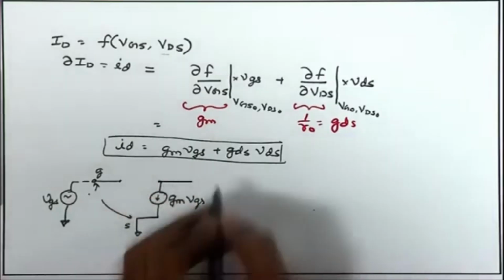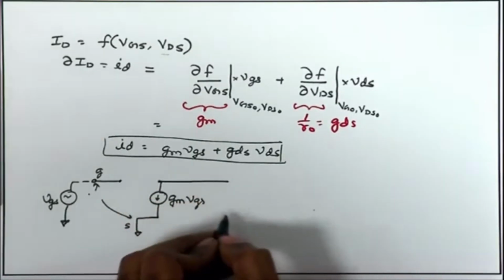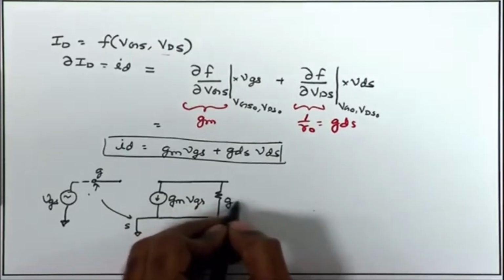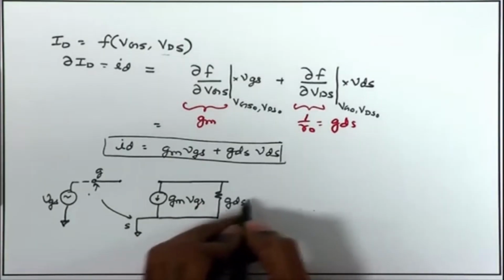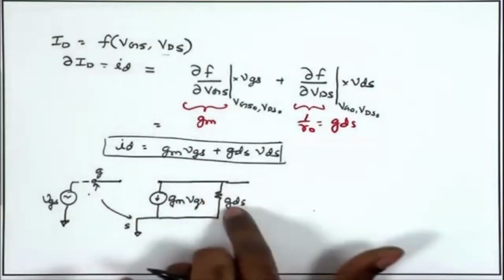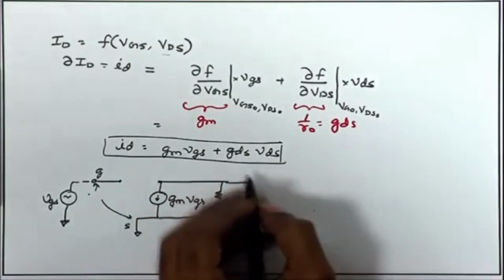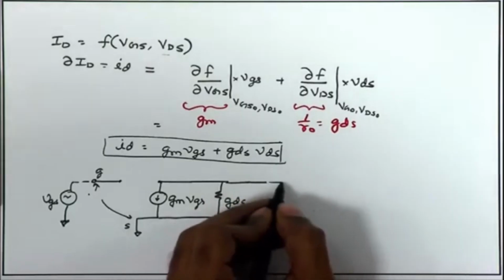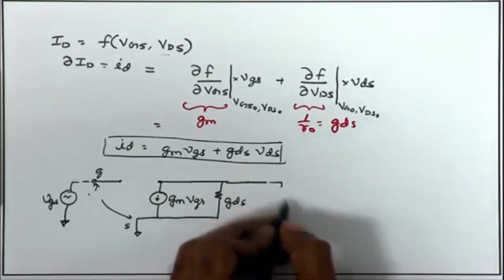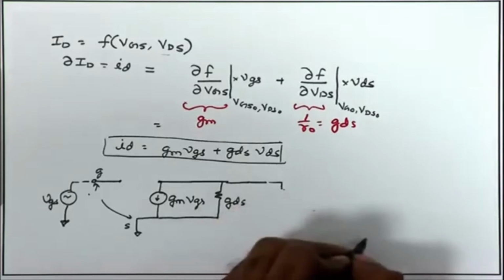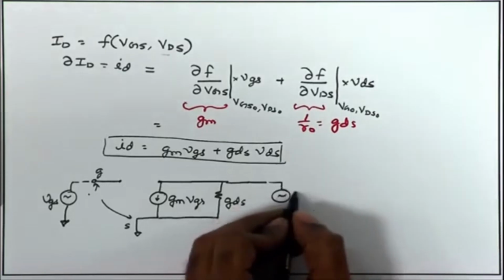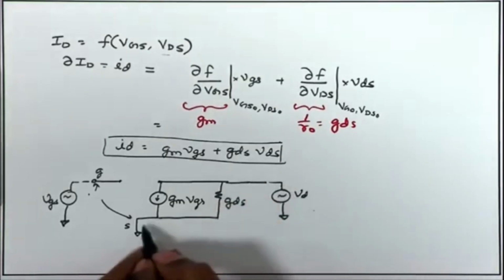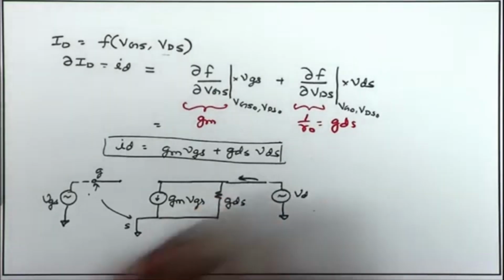Likewise, I have another conductance term, I can call it GDS. Effectively this GDS is the conductance term which is equal to 1 upon RO, and that captures the effect of the applied drain signal. If you are applying a small signal over here at VD, what is the effect of that on the overall drain current?